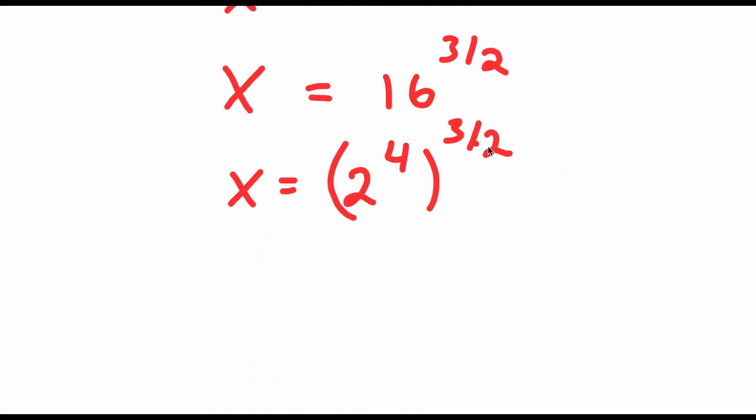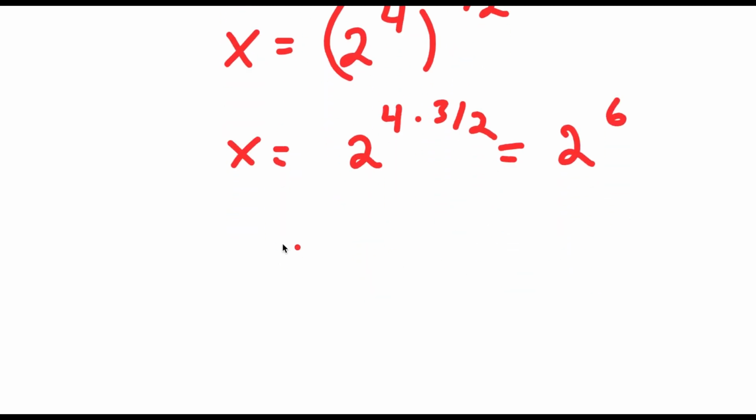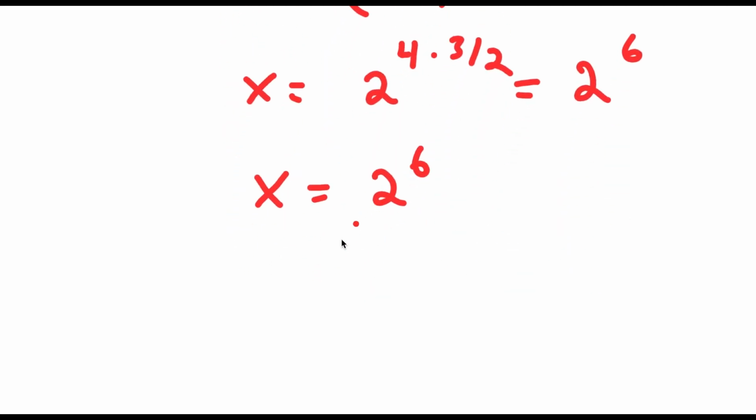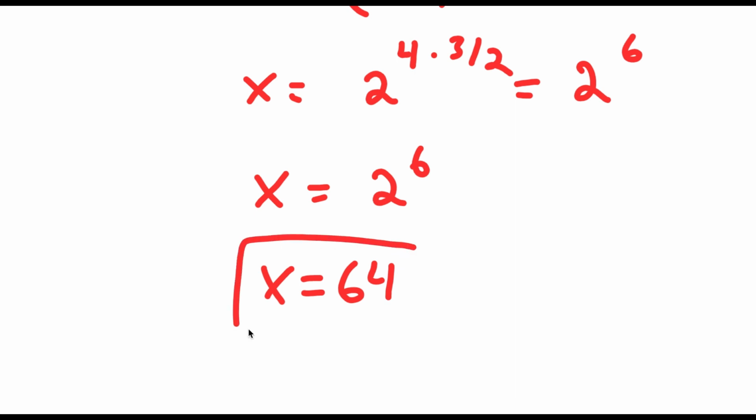So 2 to the power of 4 to the power of 3/2, that's going to equal 2 to the power of 4 times 3/2, which is equal to 4 times 3 is 12, 12 divided by 2 is 6, so 2 to the power of 6. So if x is equal to 2 to the power of 6, and 2 to the power of 6 is going to equal 64. So I have x is equal to 64.